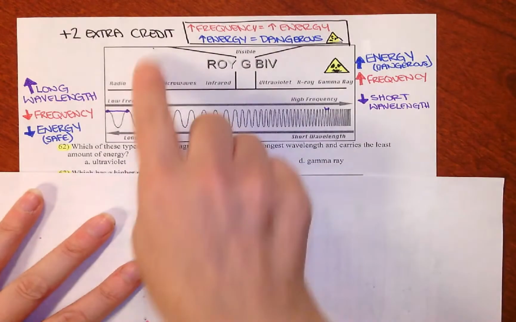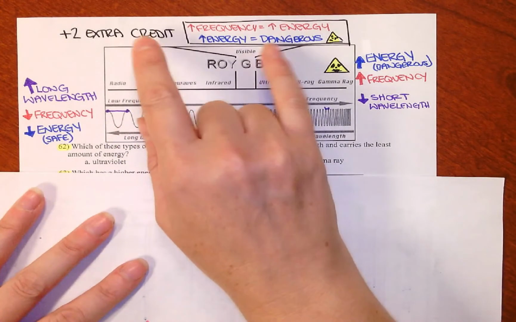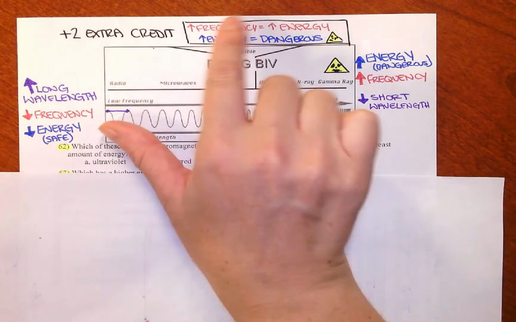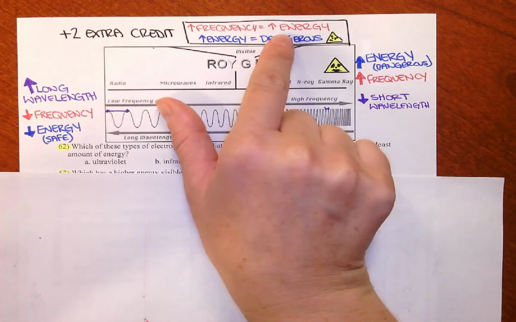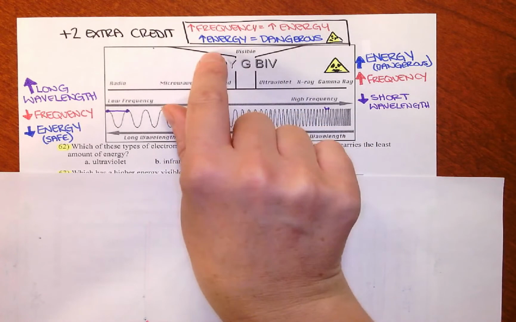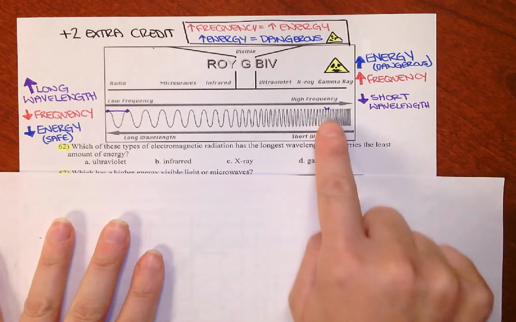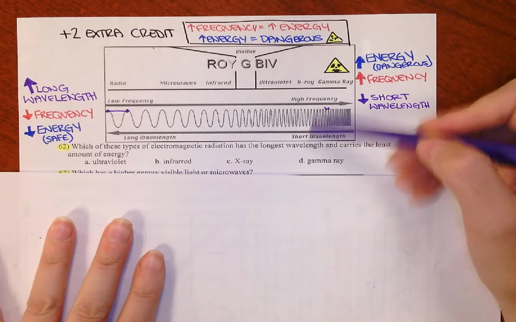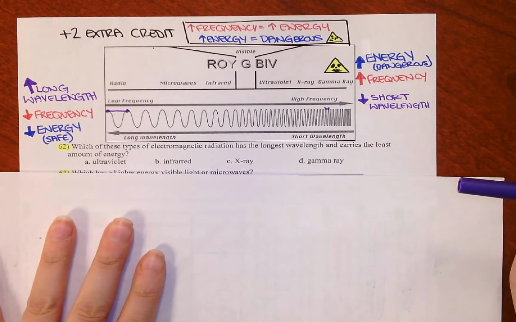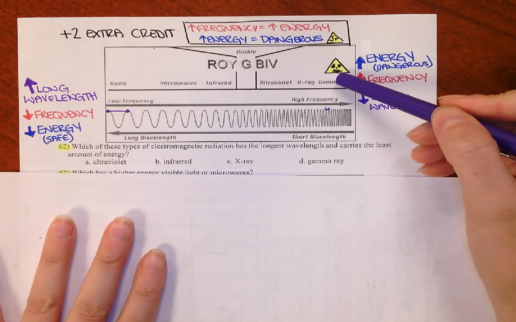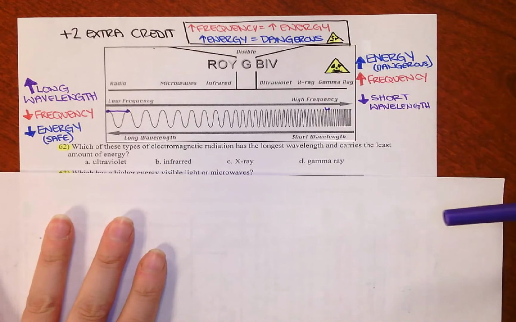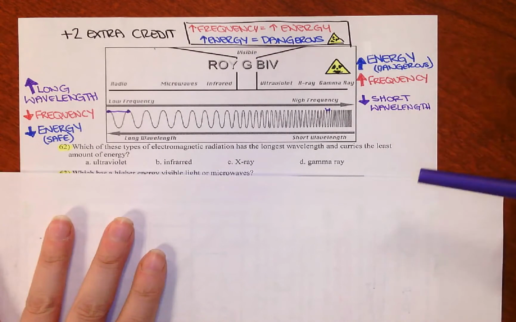So let's go here, okay? Here is some extra credit for you. 2 points of extra credit for copying just this top stuff. Higher frequency equals higher energy, and high energy means dangerous, radioactive. So over here you see how often these lines are going up and down really frequently. High frequencies, gamma rays, those are dangerous. High energy. That's something to memorize, so give yourself extra credit for that.